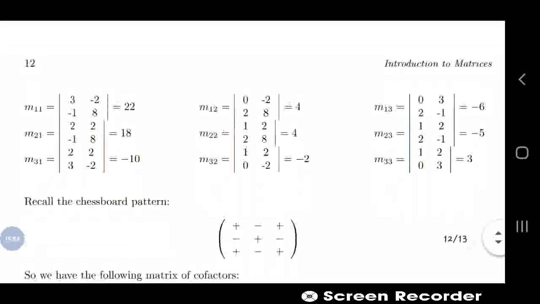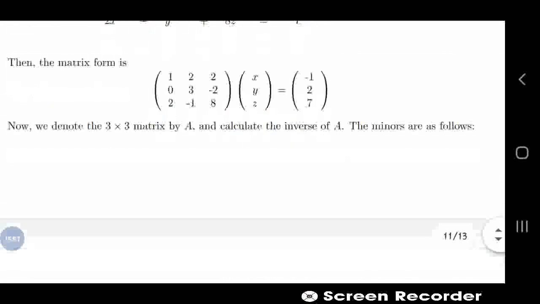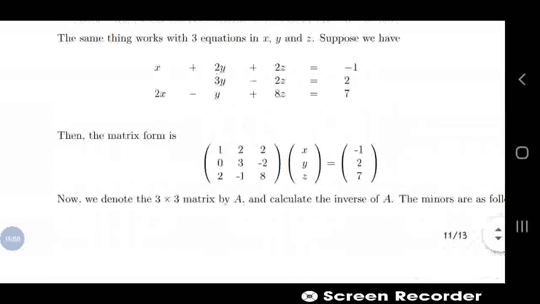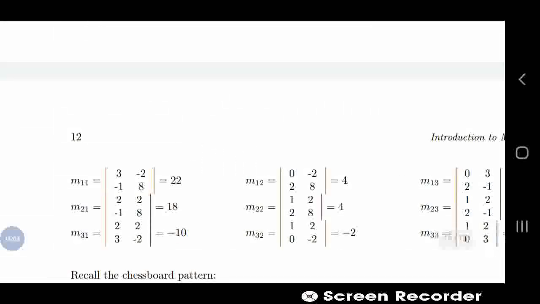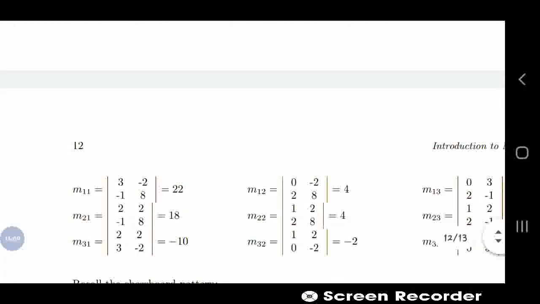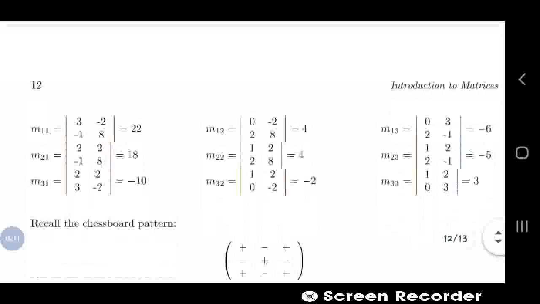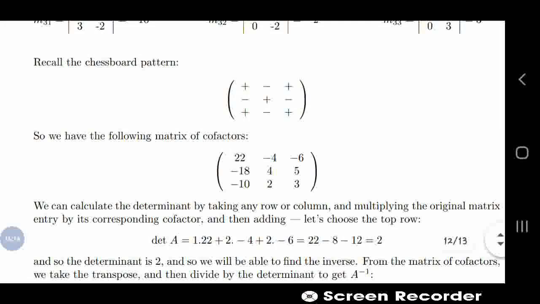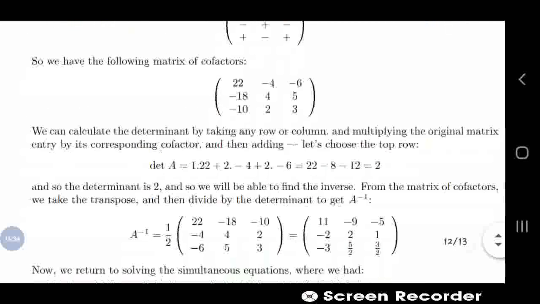Here what you have to do means, here you have to put the numbers that you have got, like 3 minus 2 and minus 1 8. Next 2 comma 2 minus 1 8, like that only. Which number you have to put, you have to practice it and you have to remember. Then after putting that, what number you will get, you have to think, and then you have to put that sign. After putting that sign, we have to take a is equal to 1.22 plus 2 and into minus 4 plus 2 into minus 6 is equal to 22 minus 8. You will get 22 minus 8 minus 12, therefore it will be 2.